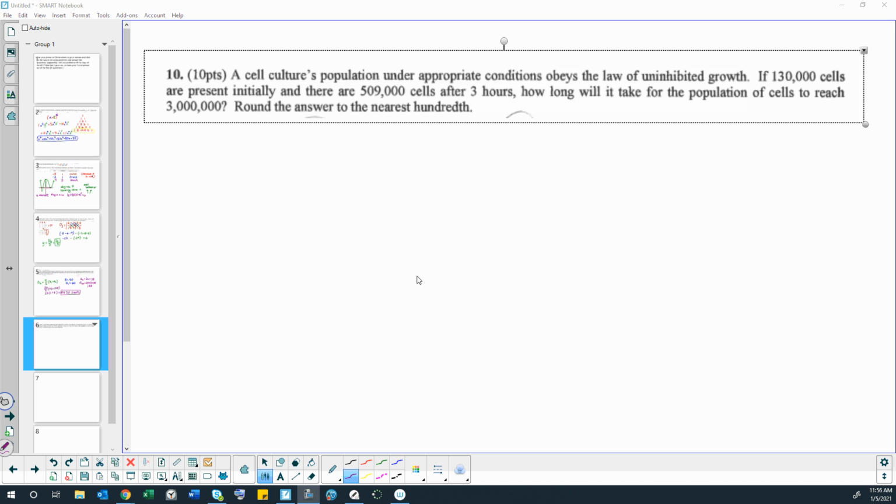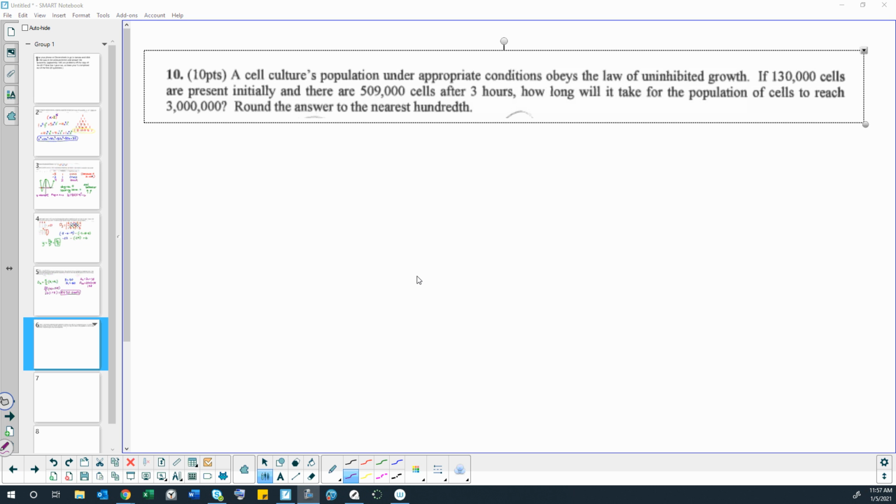A cell culture's population under appropriate conditions obeys the law of uninhibited growth. If 130,000 cells are present initially and there are 509,000 cells after 3 hours, how long will it take for the population of cells to reach 3 million? Round the answer to the nearest hundredth.